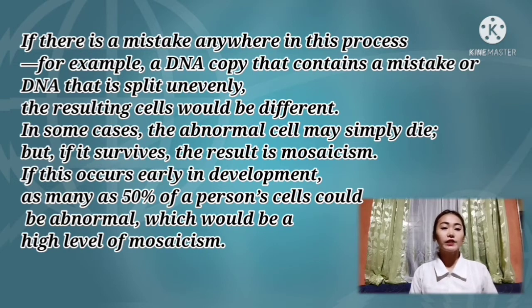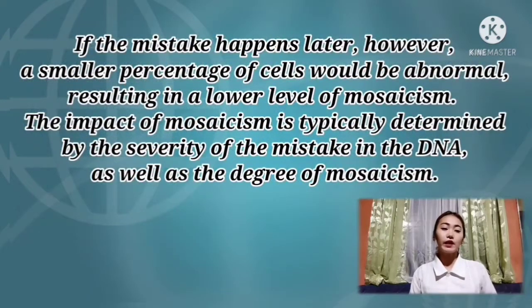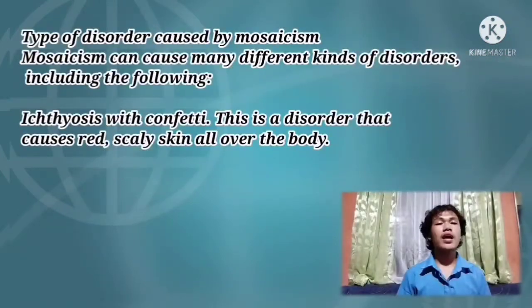If this occurs early in development, as many as 50% of a person's cells could be abnormal, which will be a high level of mosaicism. If the mistake happens later, however, a smaller percentage of cells will be abnormal, resulting in a lower level of mosaicism. The impact of mosaicism is typically determined by the severity of the mistake in the DNA, as well as the degree of mosaicism. Types of disorders caused by mosaicism.